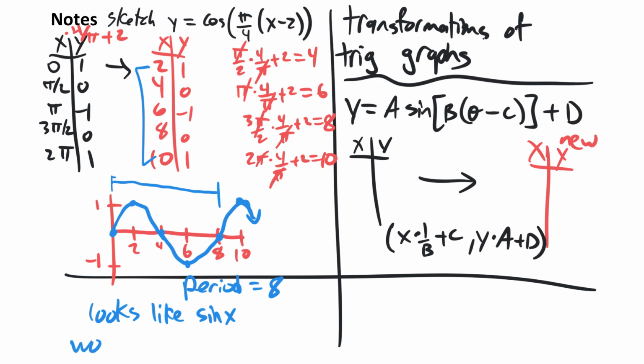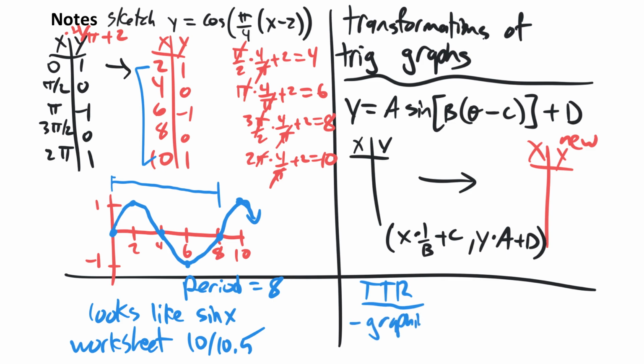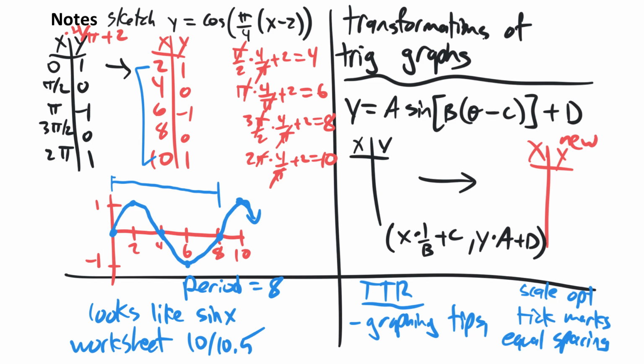Now, for practice, you can look at worksheet 10 and 10.5. And then any things to remember. Again, I might write down some graphing tips. Things involving the tick marks, right? The equal spacing. Not worrying too much about scale. So scale is kind of optional. It's more important that you label all your points and everything looks right in terms of looking like a sine and cos graph. The scale being exactly precise is a little bit optional. If it's not quite to scale, don't worry about that too much.